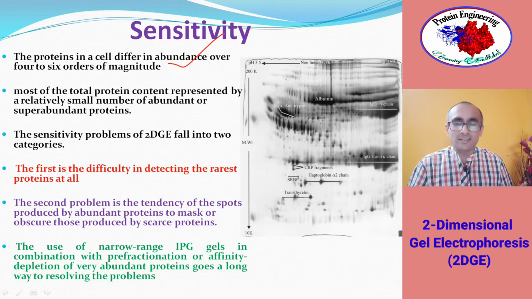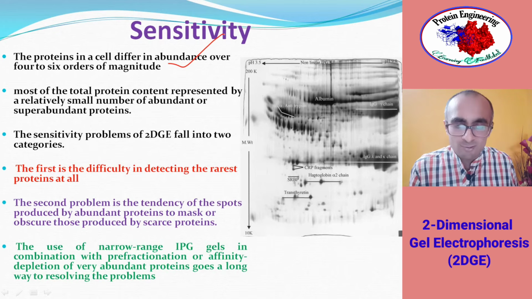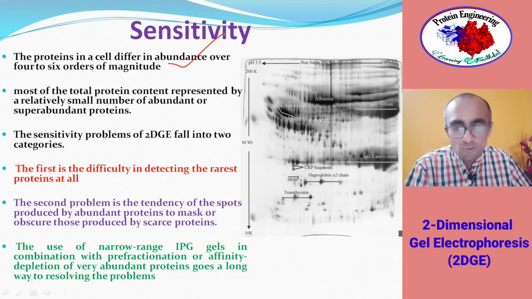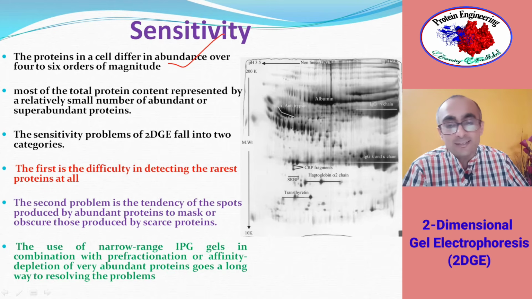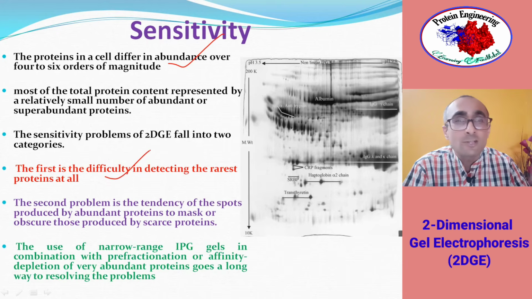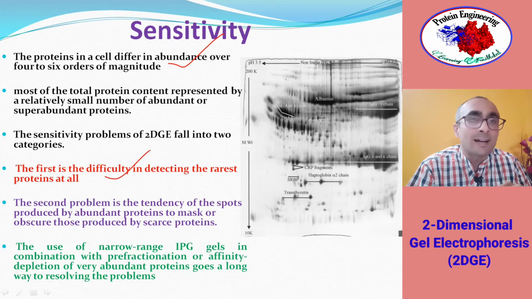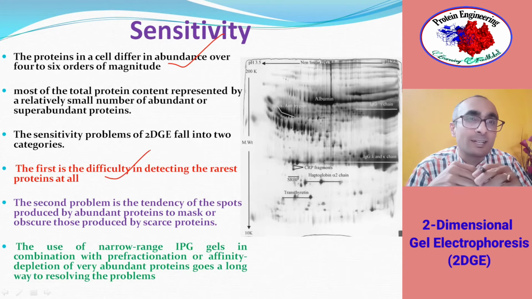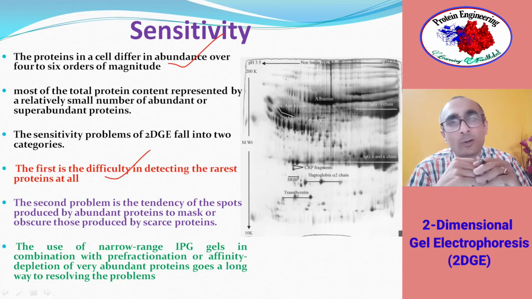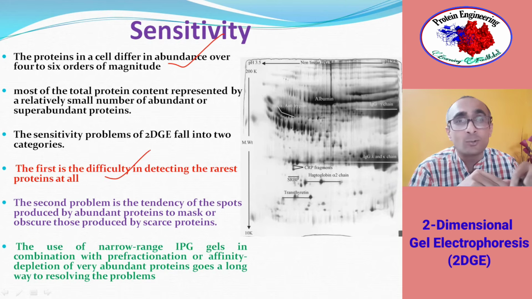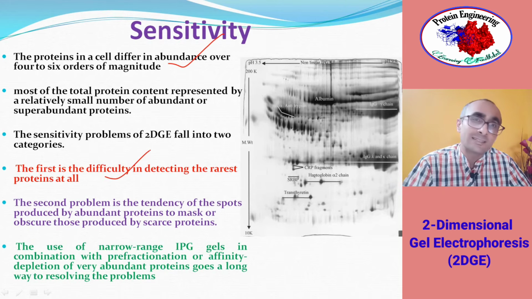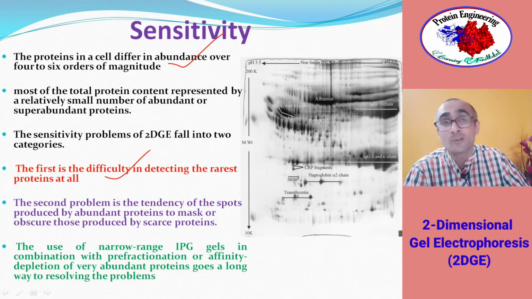So in that case, there are two types of problems based on sensitivity in case of 2DGE. The first is the difficulty in detecting the rarest protein at all. You cannot detect them along with the superabundant protein. So for that, one can enrich the rare protein separately and then run 2DGE. So you have to change the stages depending on your need, depending on your objectives.